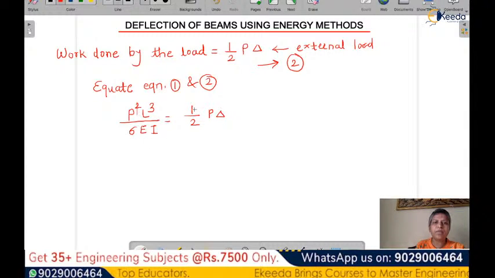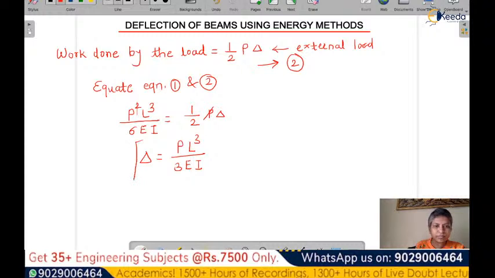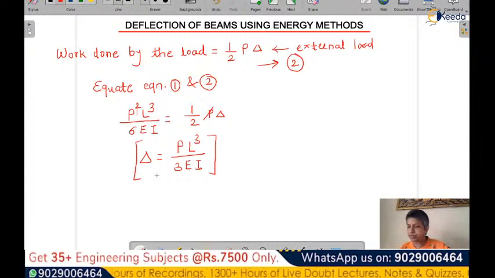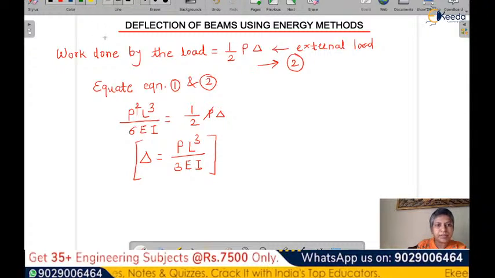Okay, so P and this P will get cancelled. So delta will be, and this 2 will come this side. So we will get the answer as PL cube by 3EI. So this is the deflection. This is our answer, and this we have done from the conservation of energy. We could equate this from the conservation of energy.